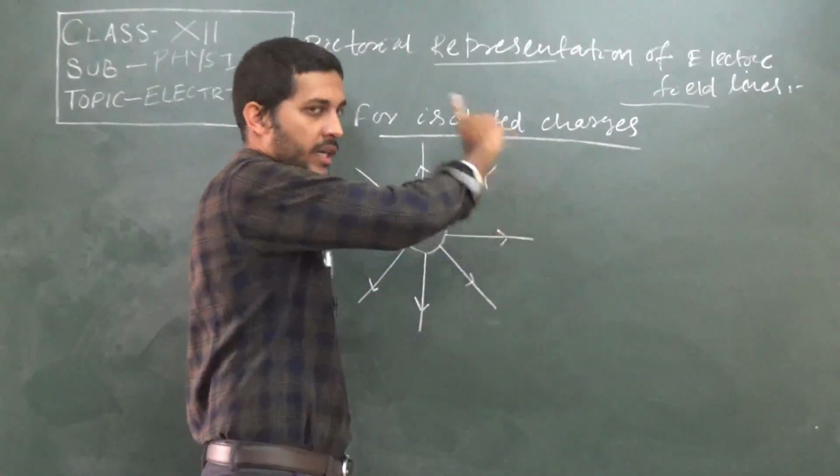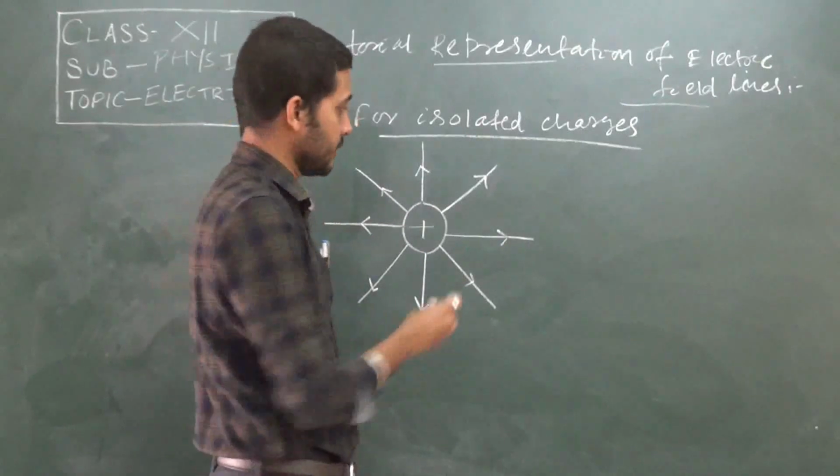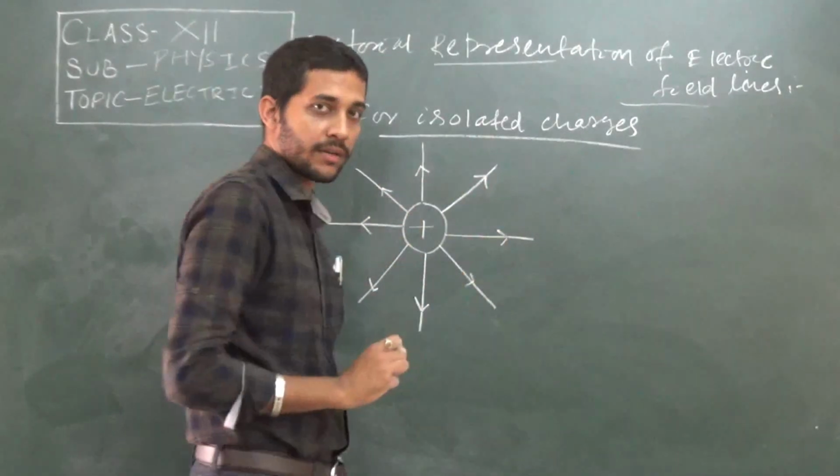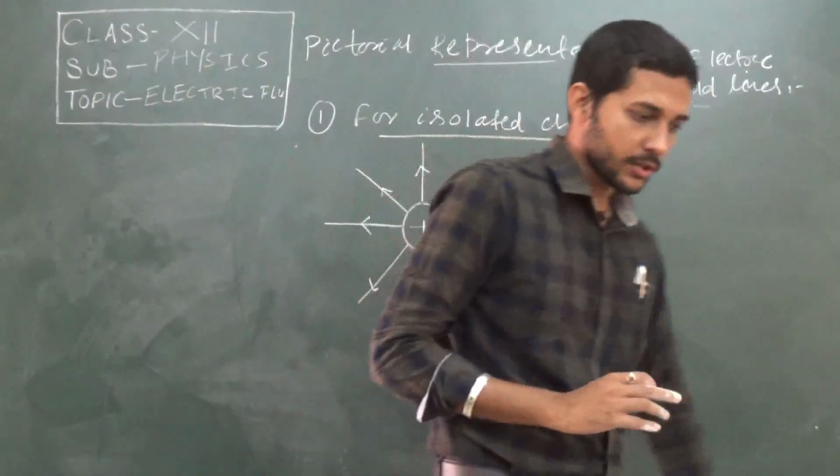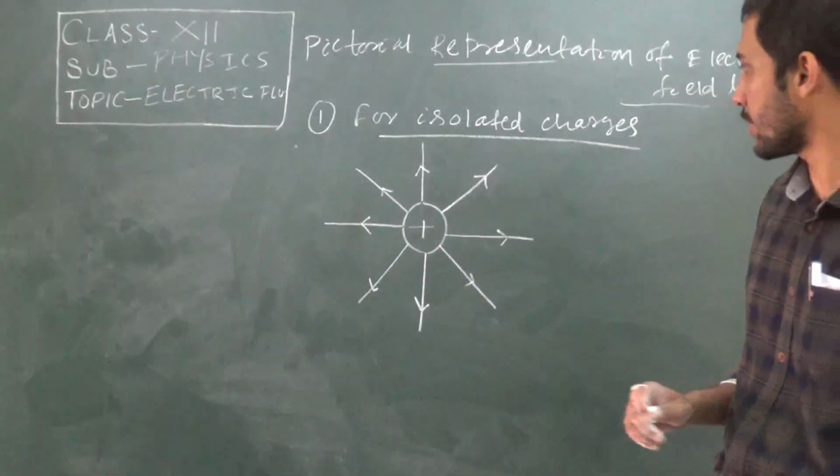Clear? For a point charge, this is a point charge, the radial formation of electric field will be produced. That's why, if you add them, you will get a circle of radius r. We already discussed it in our concept of electric field, point charge, a radial field.